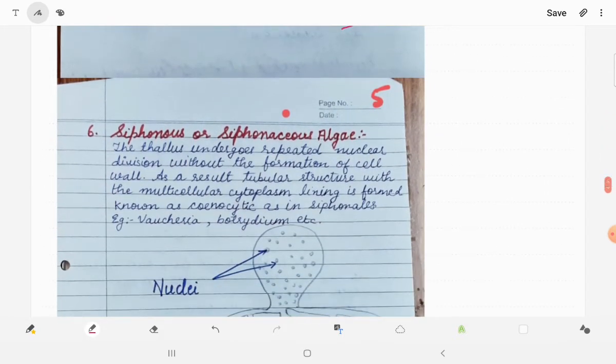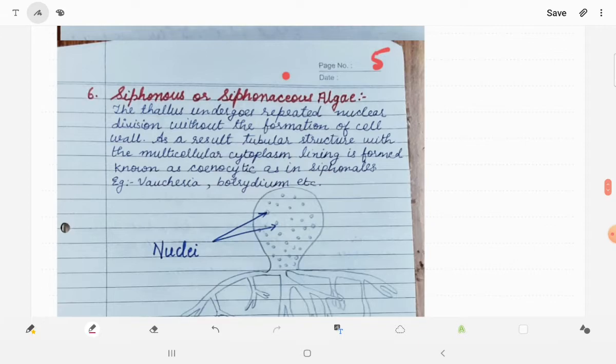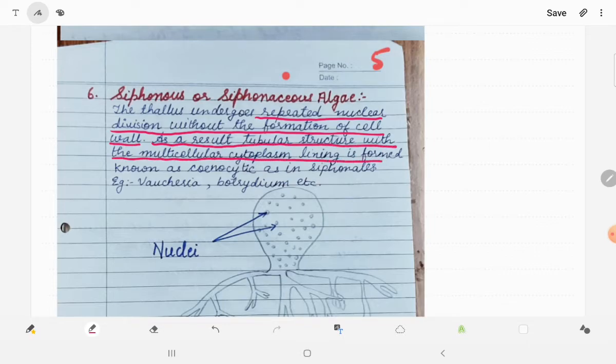The sixth type of multicellular algae are Siphonous or Siphonaceous algae. The thallus undergoes repeated nuclear division without the formation of cell wall. Cell wall formation is not seen, only the free nuclear divisions are seen. As a result, tubular structure with the multinucleate cytoplasm lining is formed, known as coenocytic. The multinucleate cytoplasm is known as coenocytic, as seen in the Siphonales. Example of Siphonales is Vaucheria and Botrydium.